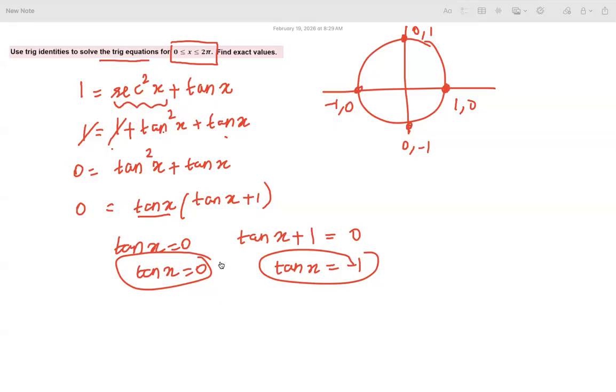You have the restriction as well. Between 0 to pi, you will have to tell me the values where tan x will be equal to 0, wherever sin x is 0, right? So what are the values for tan x equal to 0? Anybody?